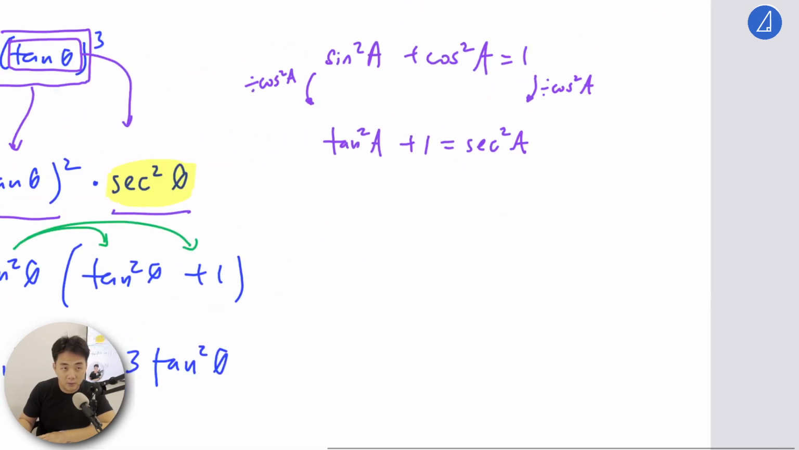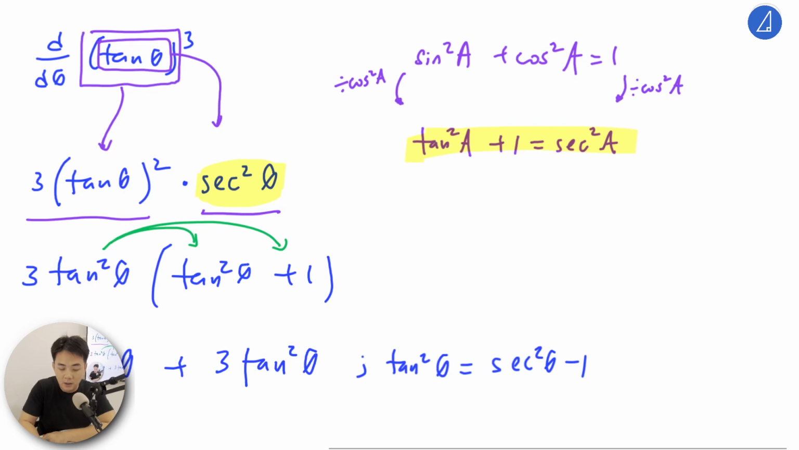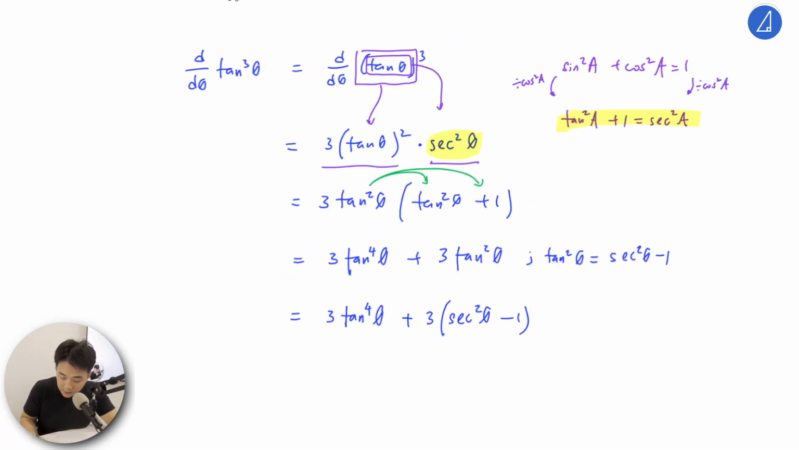You need a secant square. So this case here, I'm going to just write this down. We know that the tangent square theta is secant square theta minus 1 by using this formula here. So this formula, just try to learn how to derive it because it's not given. There you go, we got the answer. Okay, got it. Shown. Great.